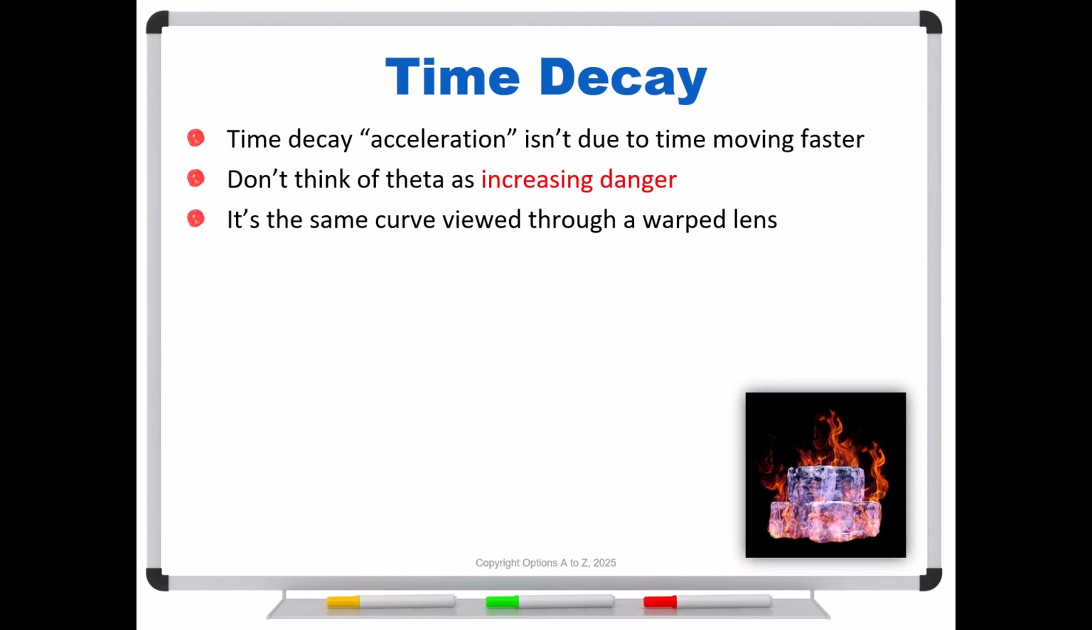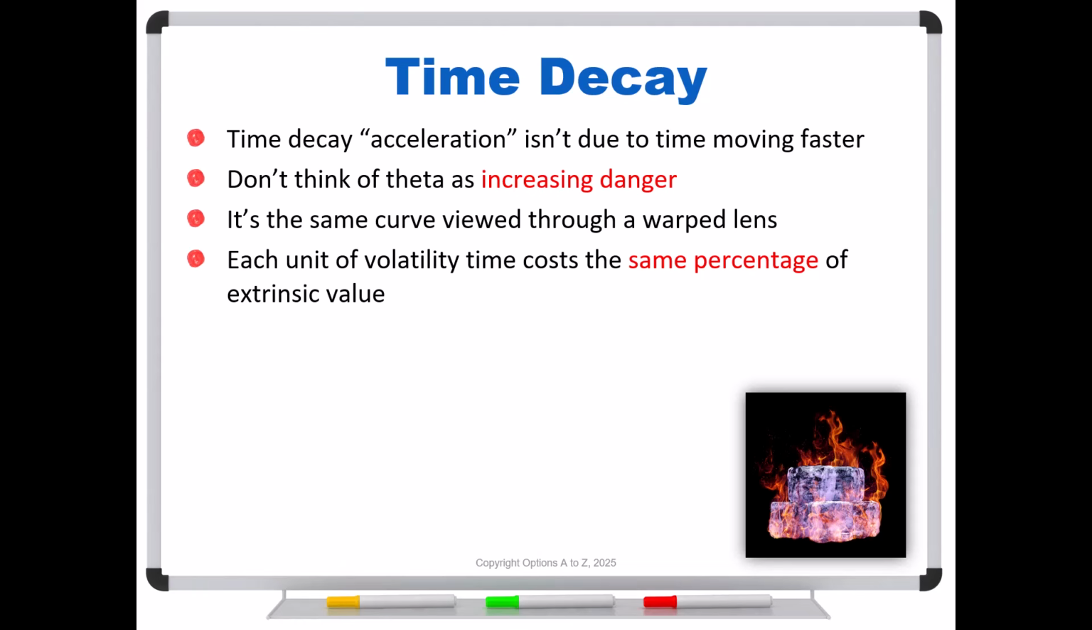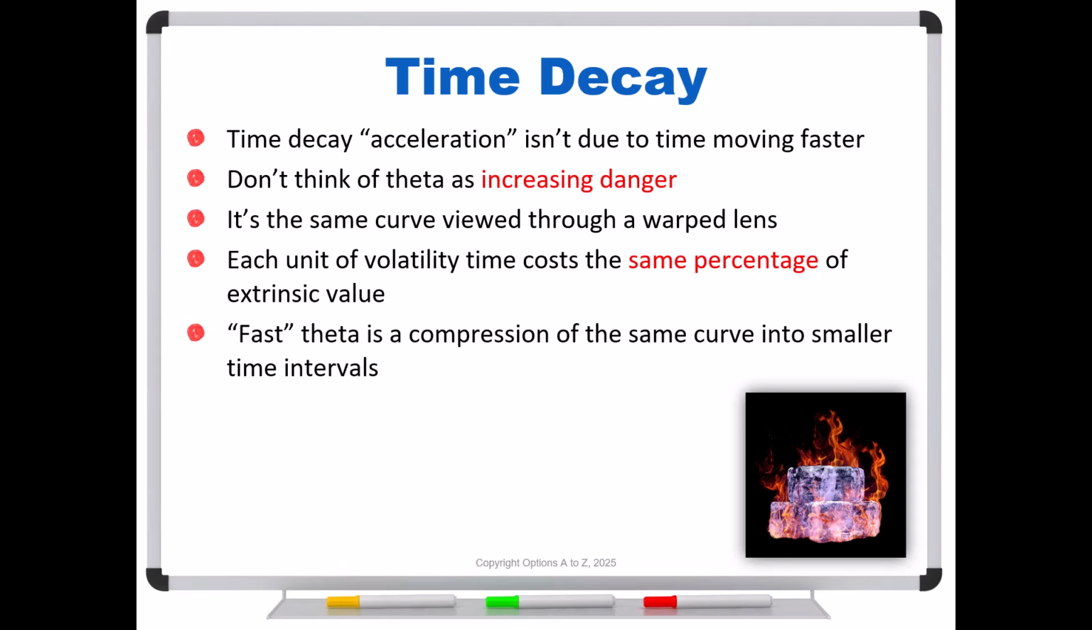What really happens is that each unit of volatility time costs the same percentage of extrinsic value. And that's a hard thing to understand, and it's actually a hard thing to show. But what I'm going to try to do is to show that this idea of fast theta is really a compression of the same curve into smaller time intervals. It's just an illusion because we really have the wrong scales on our graph. So when you have things in different scales, again, you get kind of warped perceptions.